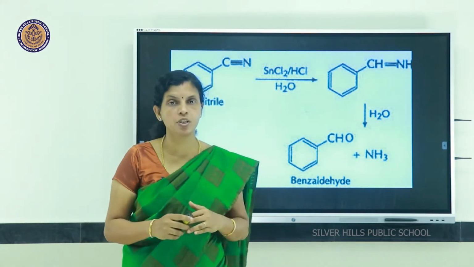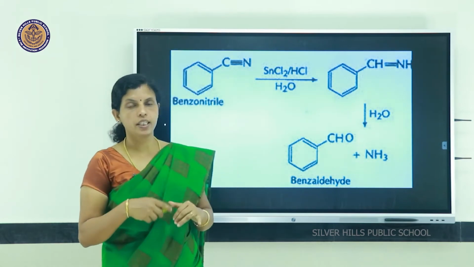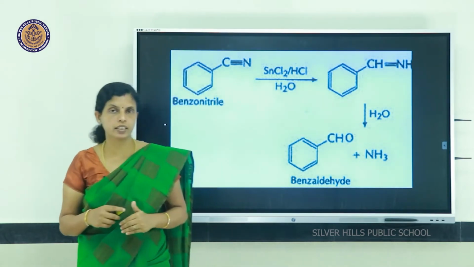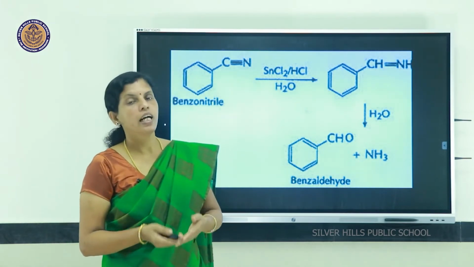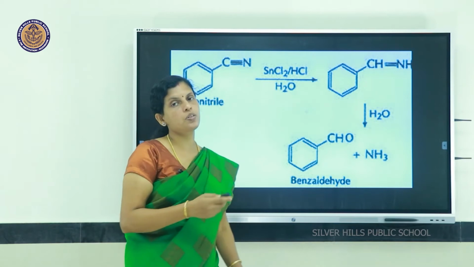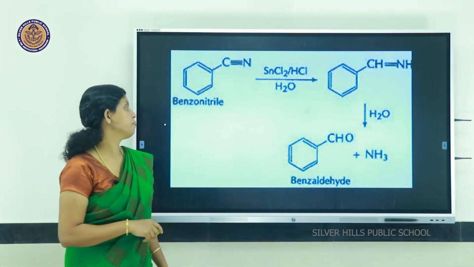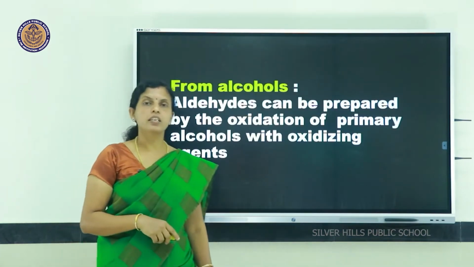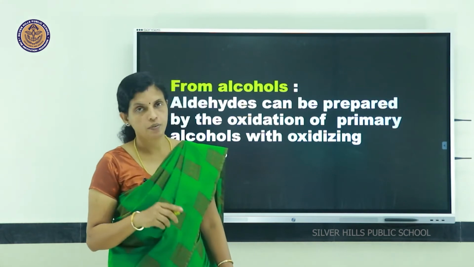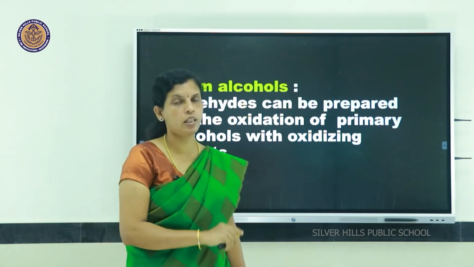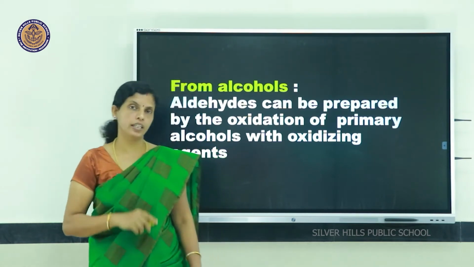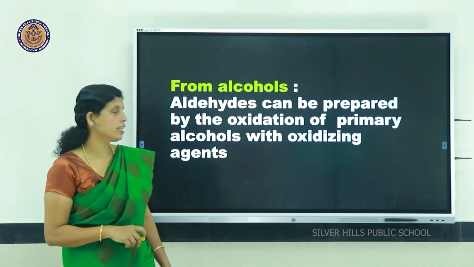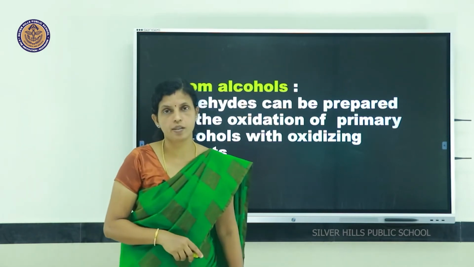Condition for the Stephen reaction: cyanides treated with SnCl2 and hydrochloric acid. First it gives an imine, and this imine on further hydrolysis gives an aldehyde. And the third method of preparation of aldehyde is from alcohols. How can we convert an alcohol into an aldehyde? It is by a process called oxidation.